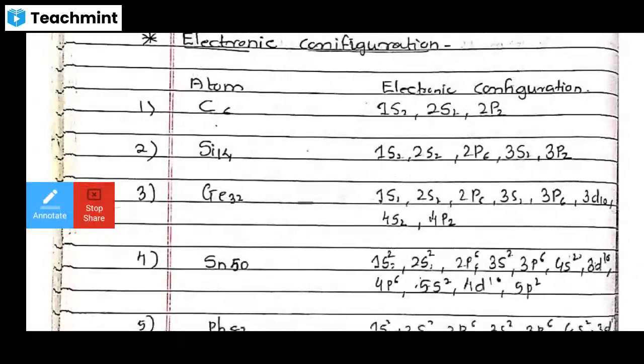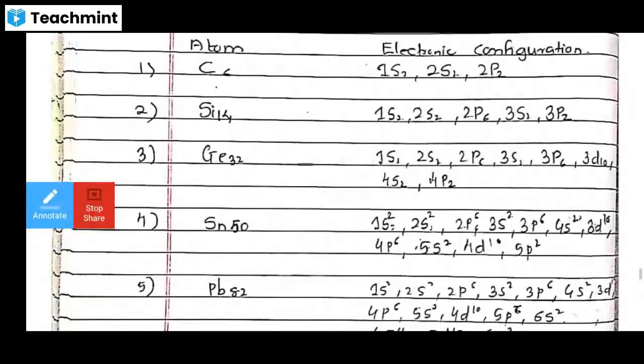Next is the electronic configurations. So the electronic configuration of carbon is, we know that carbon has atomic number 6. So the first two electrons go to 1s2, then the remaining 4 electrons are in 2s2 and 2p2. In the carbon family, all the elements have the valence electronic configuration ns2 np2. Same for silicon also.